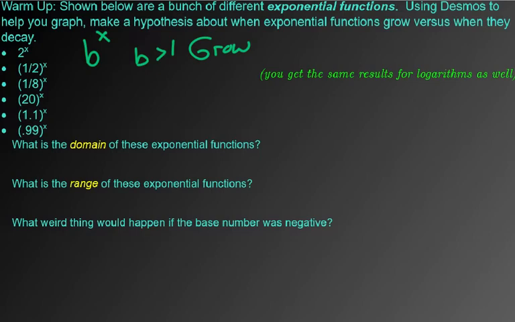And then if b is between 0 and 1, any of those fractions in there, that's when it's going to decay, right? And it's actually true that the same results happen for logarithms. So what you're about to see is that logarithms have a base to them too, and when the base is bigger than 1, logarithms are going to grow, and when the base is between 0 and 1, logarithms are going to decay, okay?